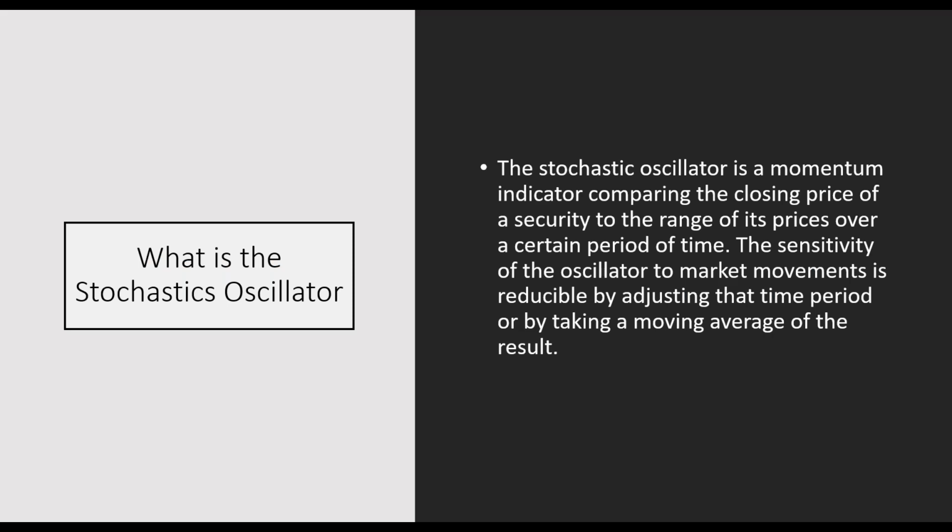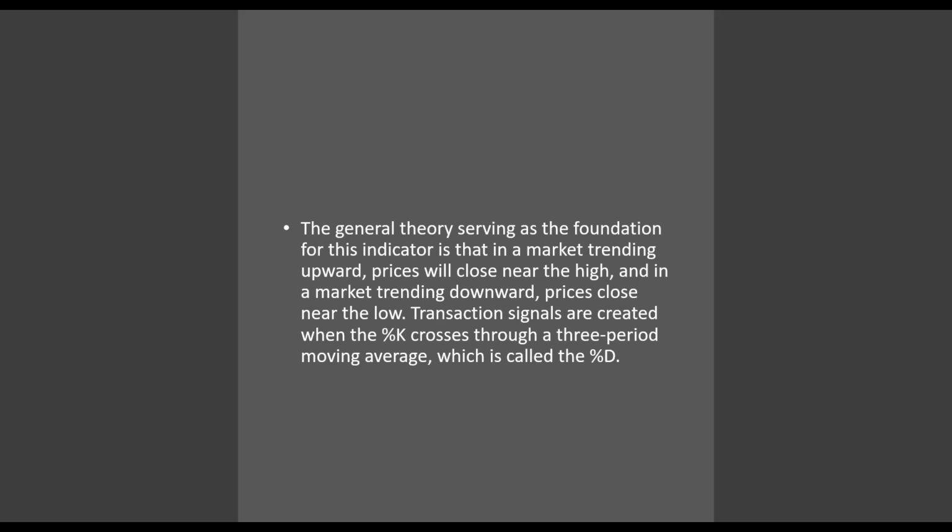Now, all that sounds like a bunch of nonsense, and we're going to look at these formulas so we can bypass the words. But a stochastic oscillator is a momentum indicator comparing the closing price of a security to the range of its prices over a certain period of time. So what we're doing is we're taking a 14-period time. If you're looking at a 15-minute chart, it's 15 minutes. If you're looking at a one-day chart, it's one day. We're taking the closing price of that security.